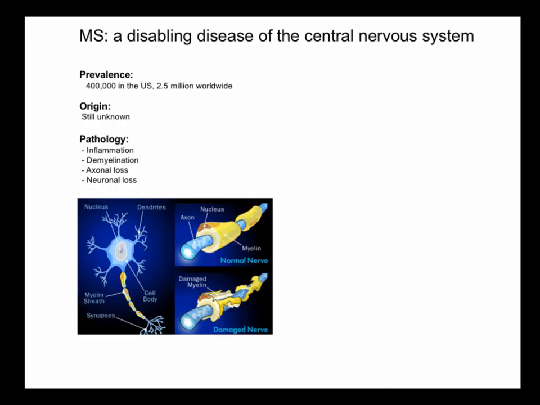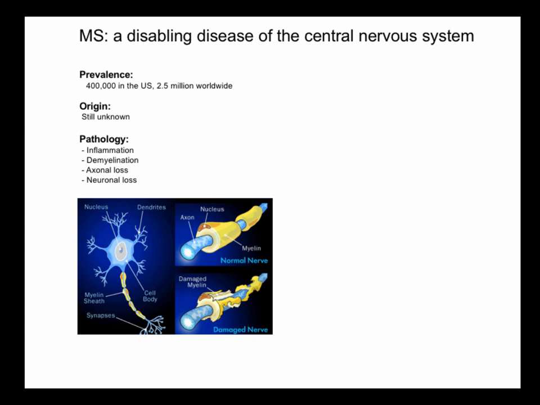So for those who are not familiar with MS, it's unfortunately a very disabling disease that affects young people in the US. And the prevalence right now is about 400,000 in the US, 2.5 million in the world. Its origin is still unknown. Could be multifactorial, could be some genetic susceptibility, could be environment, could be food, could be many things that have been linked to MS, but there's not been a unique trigger.